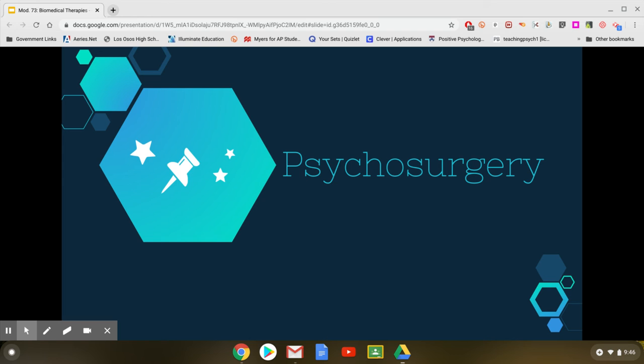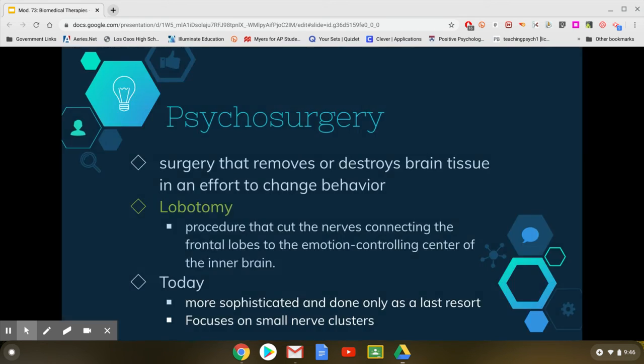The final type of biomedical therapy that we'll look at are psychosurgeries. So a psychosurgery is a surgery that either removes or destroys brain tissue in an effort to change behavior. And the most common type that you may have heard of is a lobotomy. And lobotomy is a procedure that cuts the nerves connecting the frontal lobes to the emotional controlling center of the inner brain, like to the limbic system.